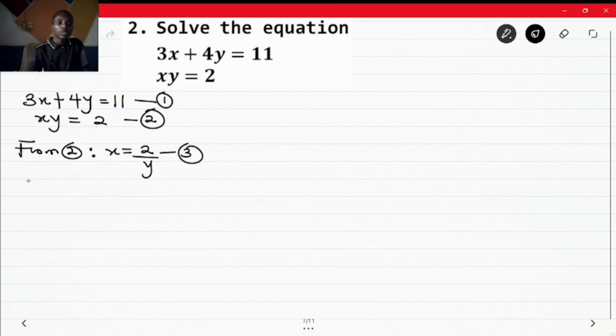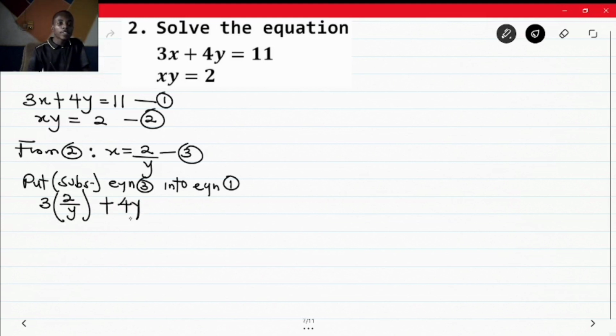So I'll now substitute equation 3 into equation 1. I used equation 2 to get equation 3. I will now put it back in equation 1. So what do I have? I have 3 into bracket 2 over y. I close the bracket plus 4y equals 11. So I have replaced this x with 2 over y.